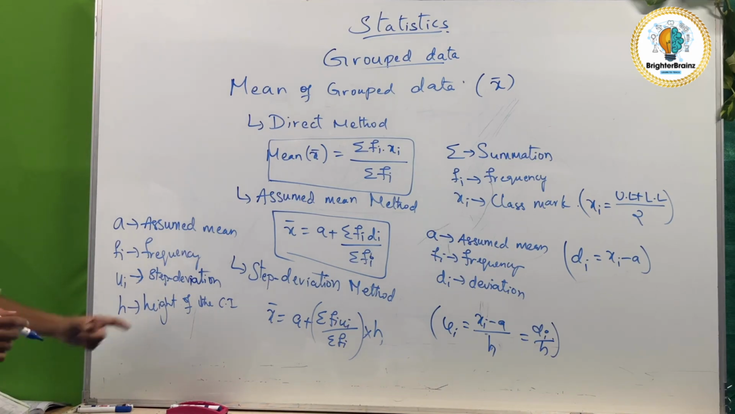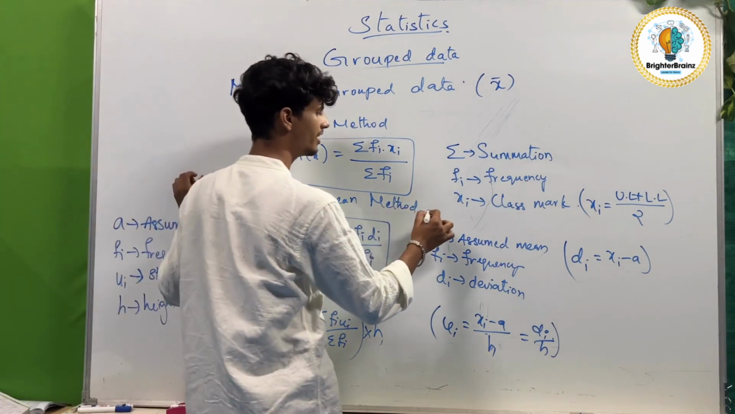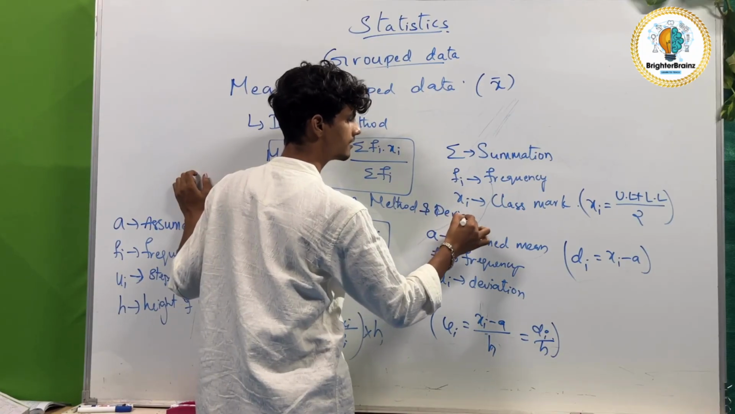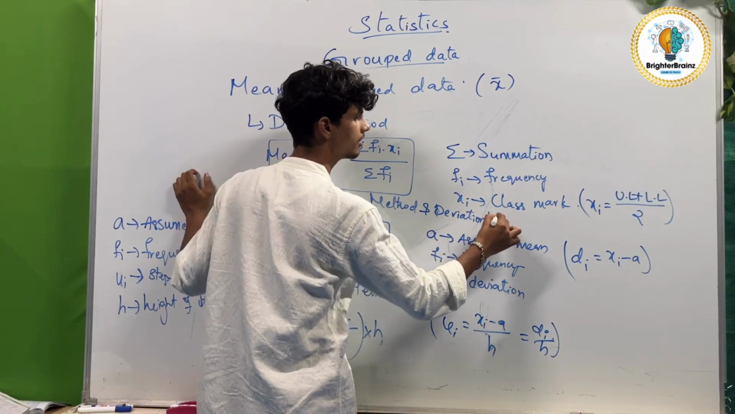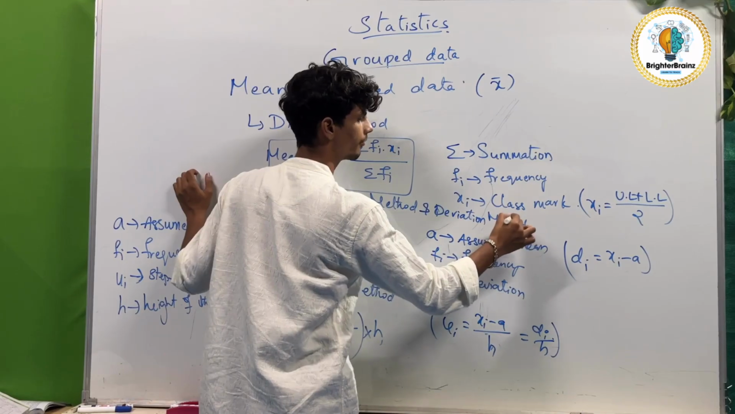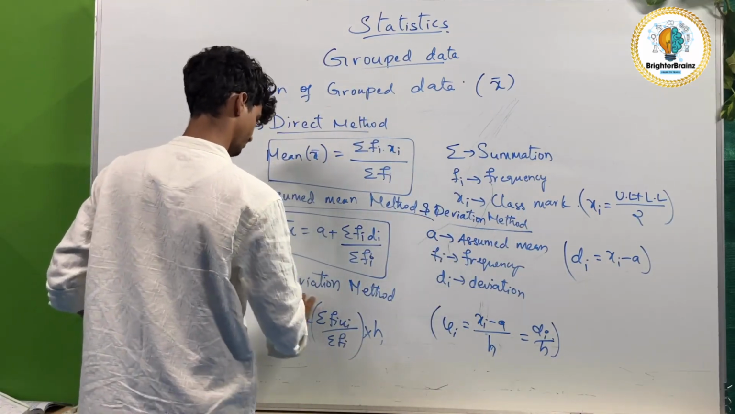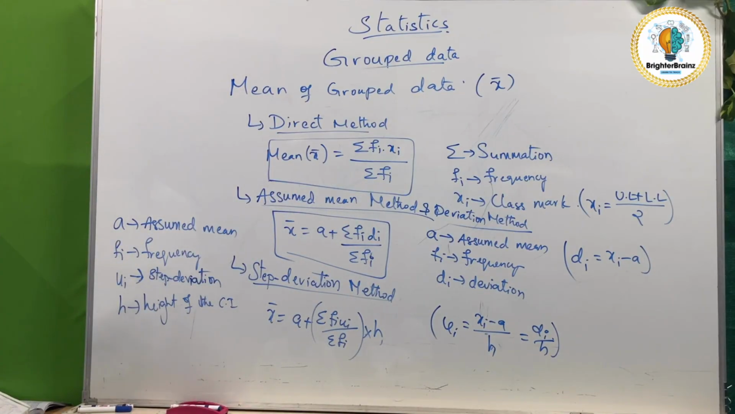The other name for this method is the assumed mean method or deviation method. Please write it down quickly. You need to know these formulas until you complete the chapter.